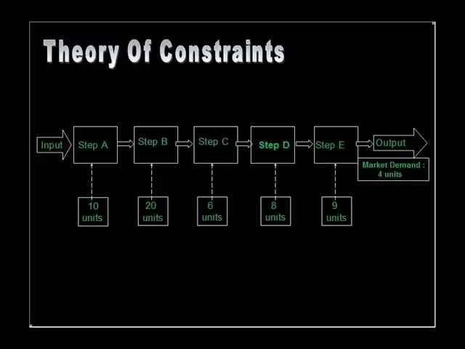Step 3. Subordinate everything else to the constraints. For example, inventory results from other processes such as step B producing more than the demand. For a solution, keep as little inventory as possible by balancing the other processes' output to only what is needed to fill the constraint's needs.